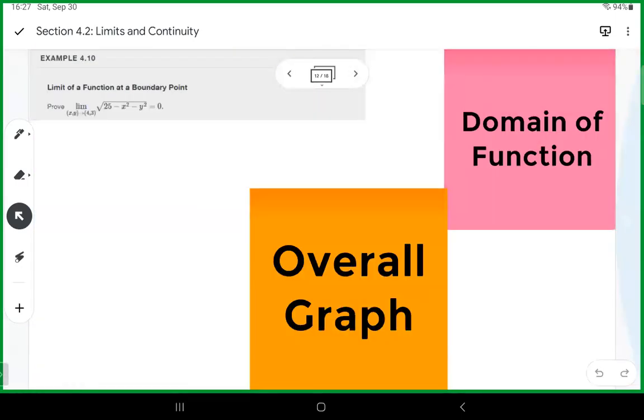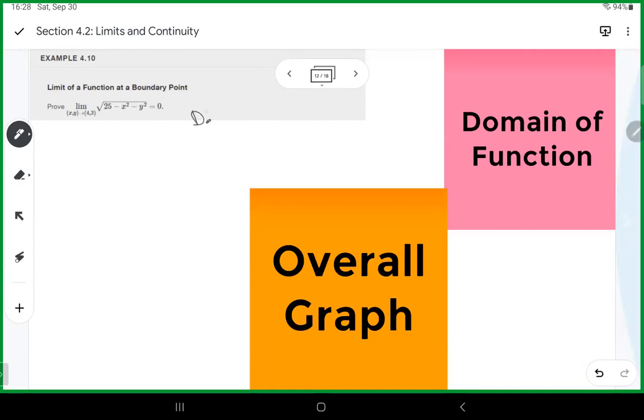Okay, so limit of a function at a boundary point. Prove that the limit is equal to 0. So we have the domain, we have a graph of the domain of the function, we have the overall graph. So the first thing you want to think about is the domain of the function. We would do our rewriting that we've been doing.